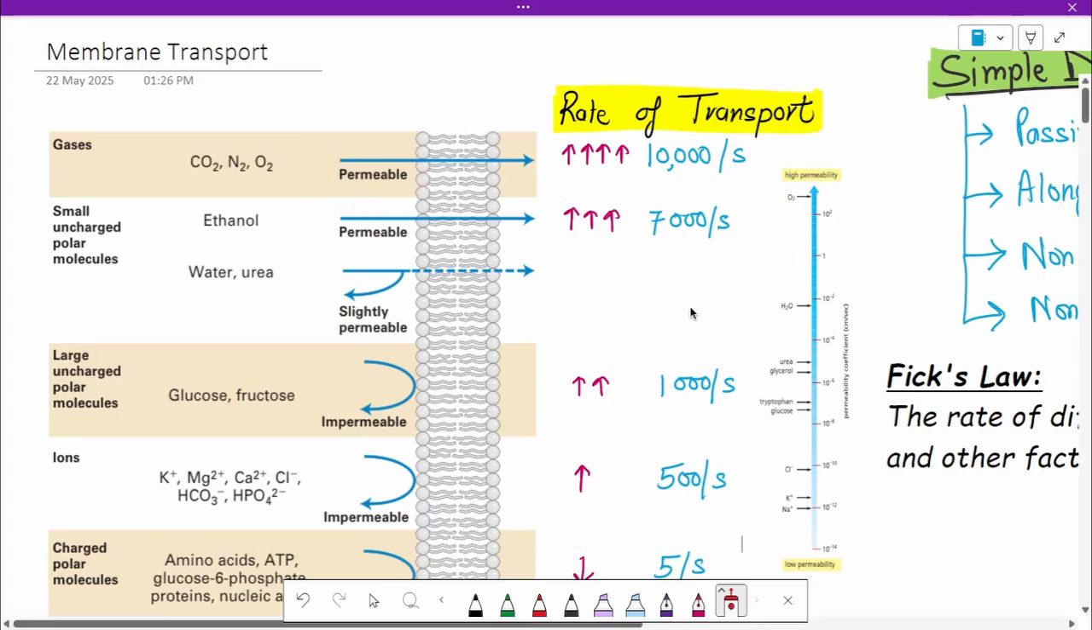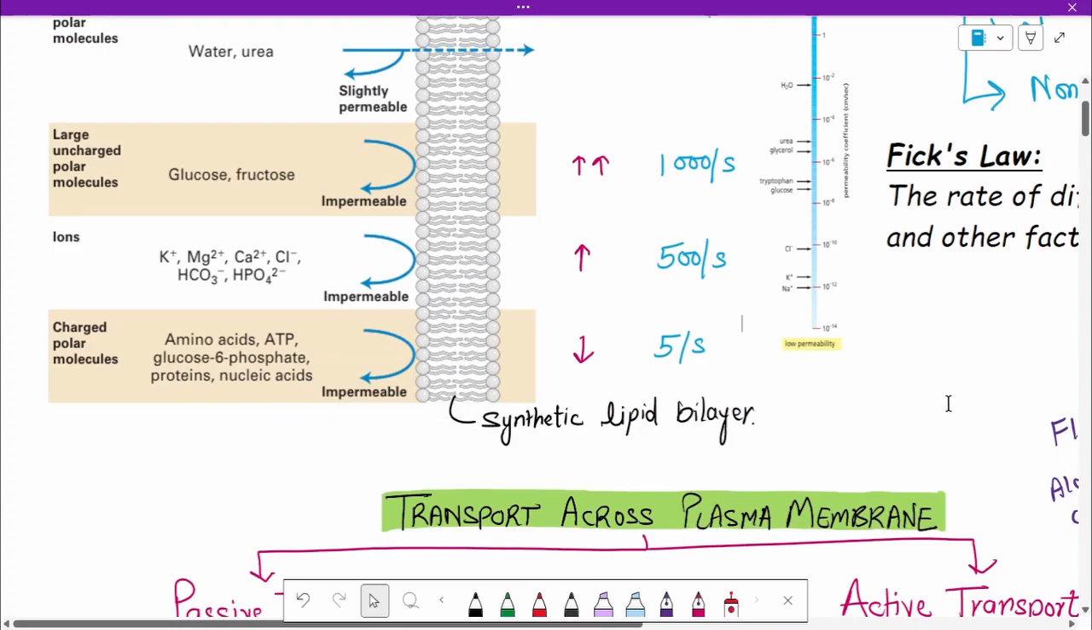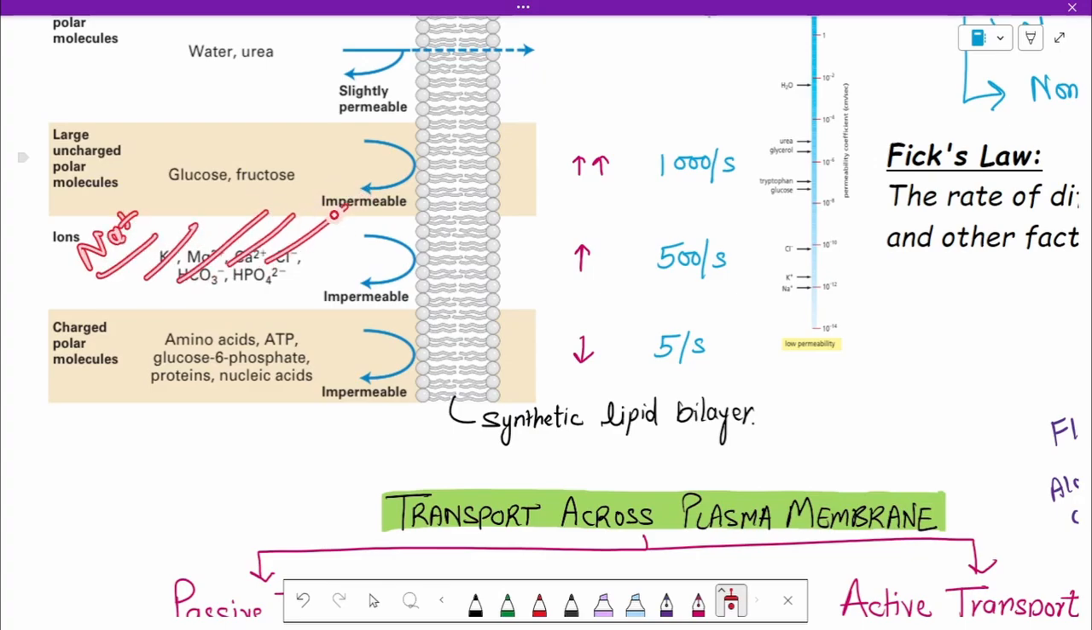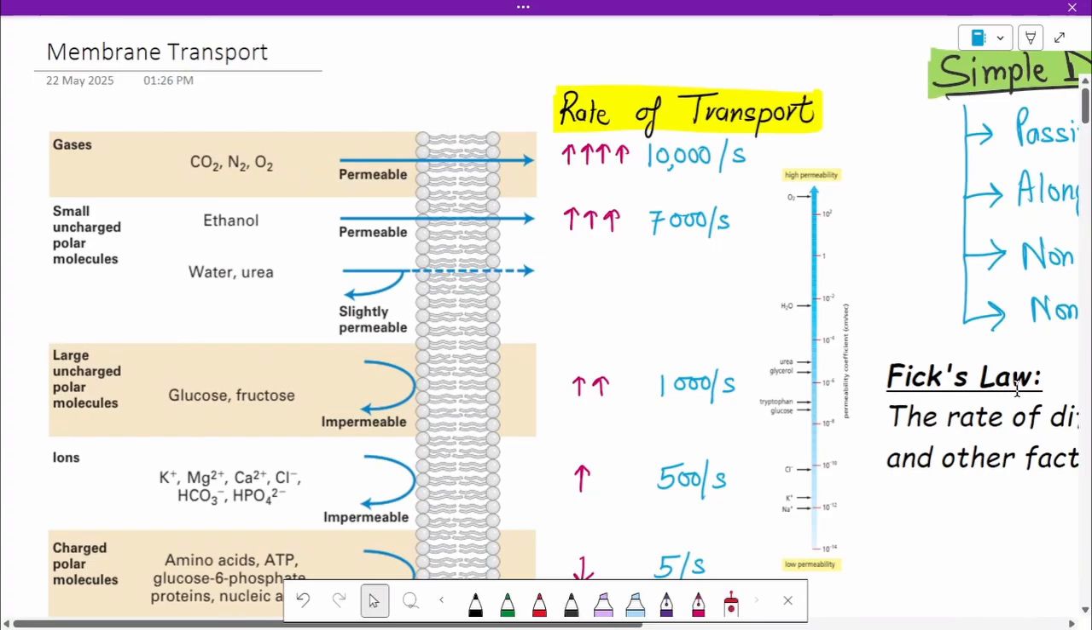But when it comes to large molecules like sugars, like glucose, they cannot enter cells on their own. Similar thing happens with very small charged ions like sodium ion, potassium ion, magnesium, calcium, chloride. All these ions simply cannot enter our cells through plasma membrane. So, what do we actually mean by the permeability of membrane?